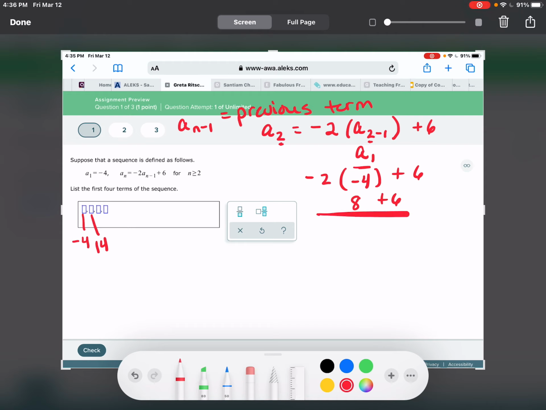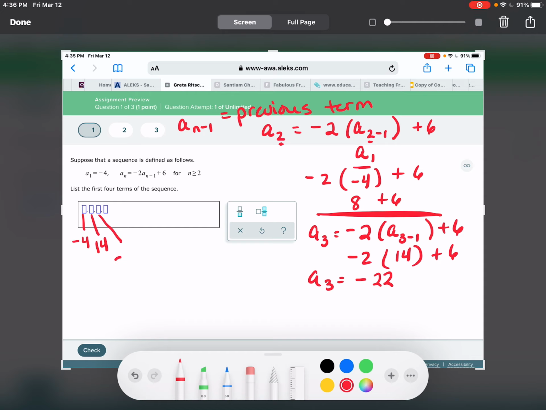Okay, let's try and get that next one. A sub 3 is going to be -2 times a sub 3 minus 1, and that will be a sub 2, which we just calculated, plus 6. A sub 2 was 14. So we have -2 times 14 and plus 6. So a sub 3 is going to be -28 plus 6, which is -22. All right, and then we need to do this one more time.